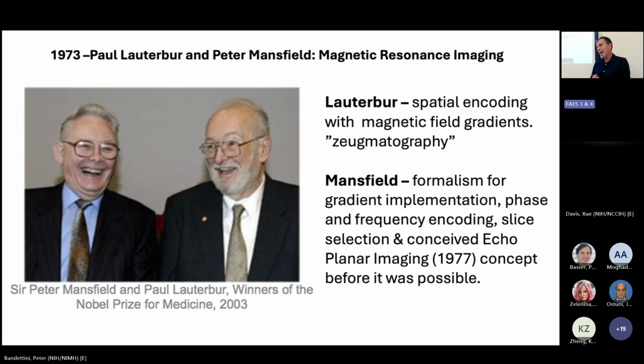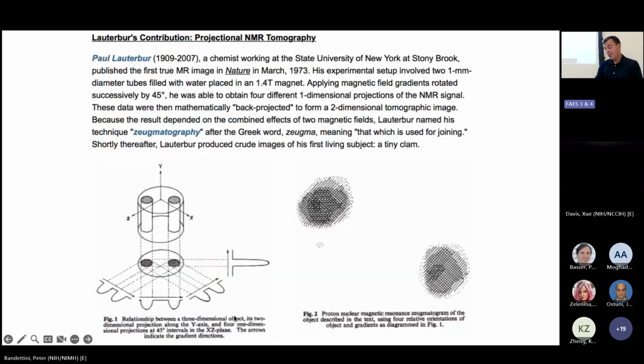And so basically the idea is that you do all your spatial encoding by switching your gradients very rapidly with one echo, with either a spin echo or gradient echo. And so that was Peter Mansfield's contribution. And they won the Nobel Prize in 2003.